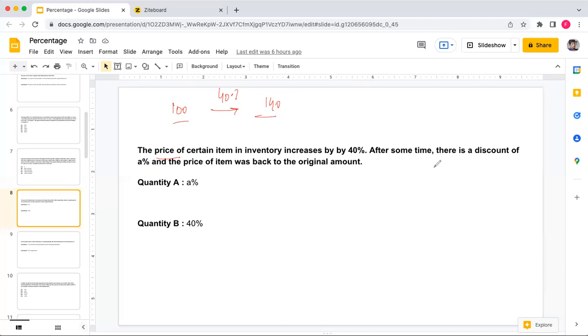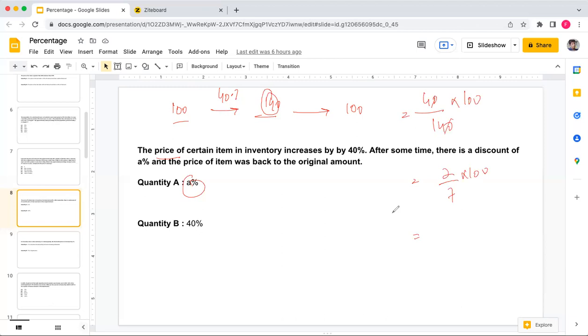Now the question: after some time, there is a discount and the price will go down to the original amount. So if I want this to go back to the original amount 100, what will be the percent change? What will be the A value? The difference is 40, and what is our reference now? 140. So 40 by 140 into 100, which is 2 by 7 into 100.